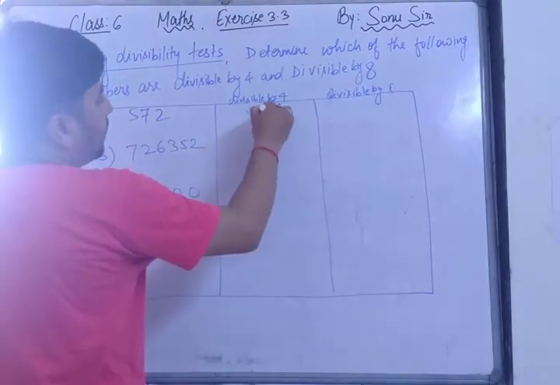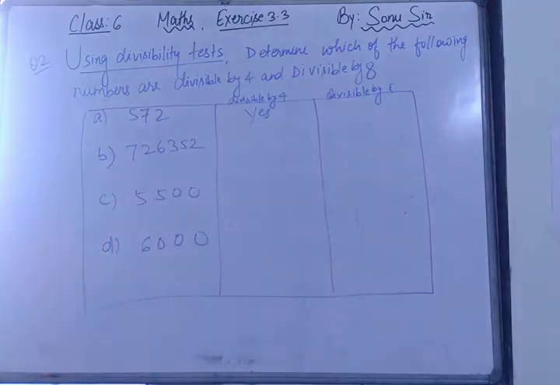So is this number divisible by 4? Yes, this is divisible by 4. How can you say that this number is divisible by 4? As I have informed you, the last digits must be divisible by 4. Otherwise, you can say the last 2 digits must be a multiple of, or divisible by, 4. The last 2 digits are 72. 18 fours are 72. So this number is divisible by 4.